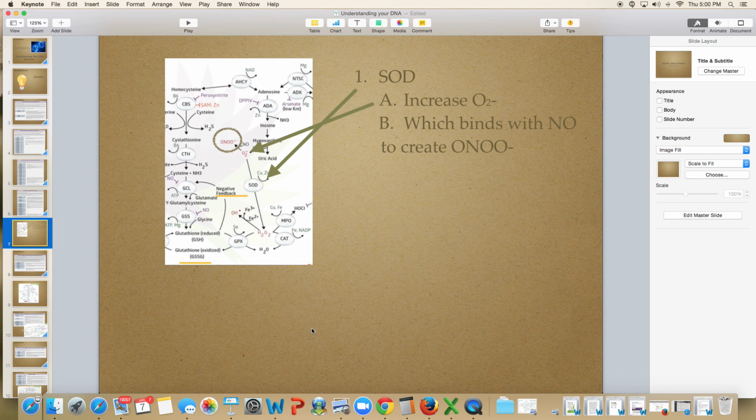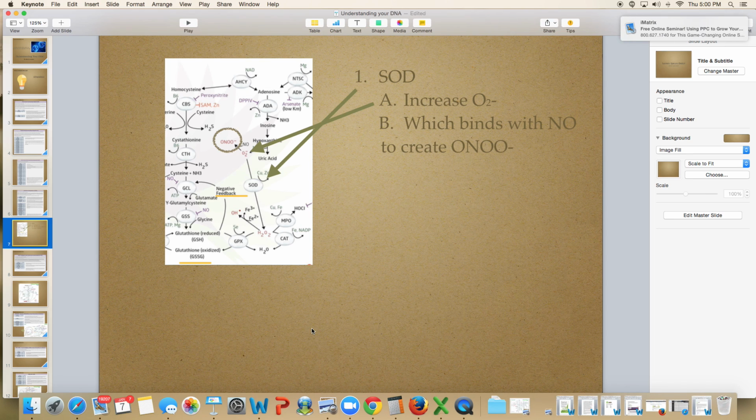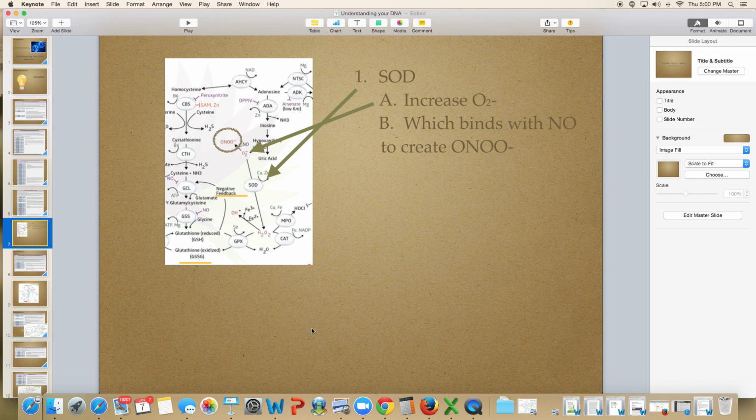Superoxide dismutase is a gene aptly named because what it makes is an enzyme called superoxide dismutase. So the SOD gene makes SOD, and the whole purpose of SOD, superoxide dismutase, is to take superoxide and turn it into hydrogen peroxide, which then turns into water, and your body excretes it.